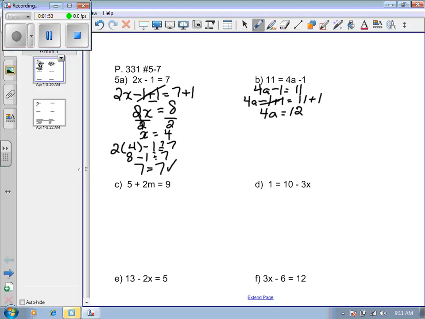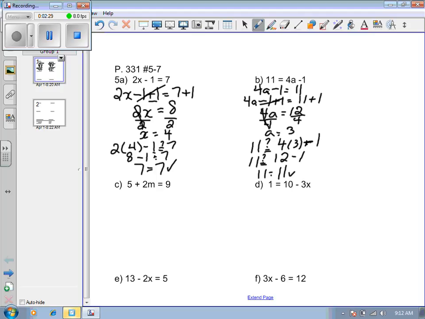We've got 4 times a. The opposite of times is divide. Whatever I do to one side, I must do to the other side. These guys cancel out, leaving us with a is equal to 3. So then we have 11. Is that equal to 4 times 3 minus 1? Sorry, minus 1. So 11, is that equal to 4 times 3 is 12, minus 1? 11 equals 11. We're correct. Give yourselves a check mark for having it correct.